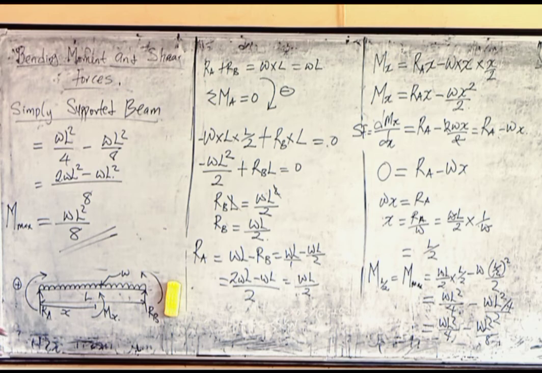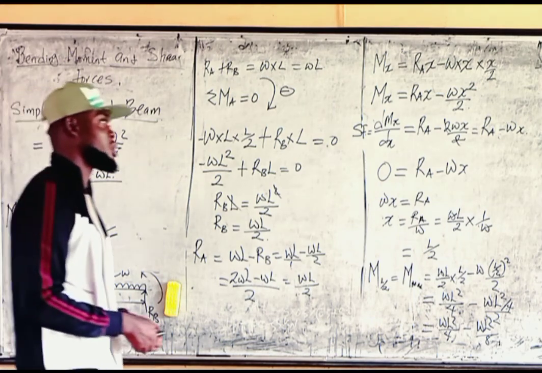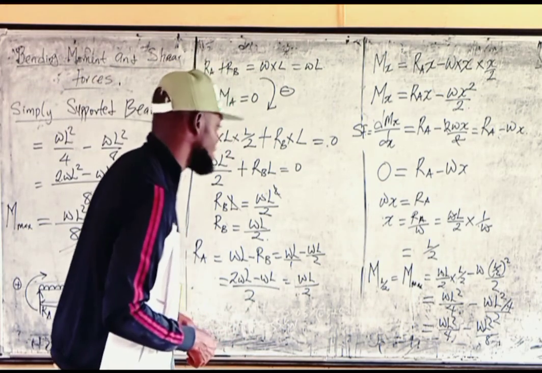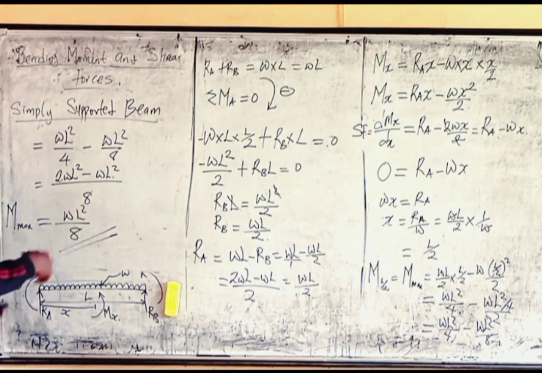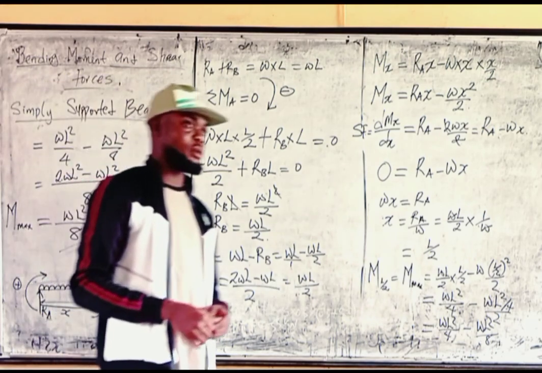So this is what we're going to have as our maximum bending moment for a simply supported beam carrying a uniformly distributed load w over a span of L. So that's what we're going to have as our maximum bending moment.